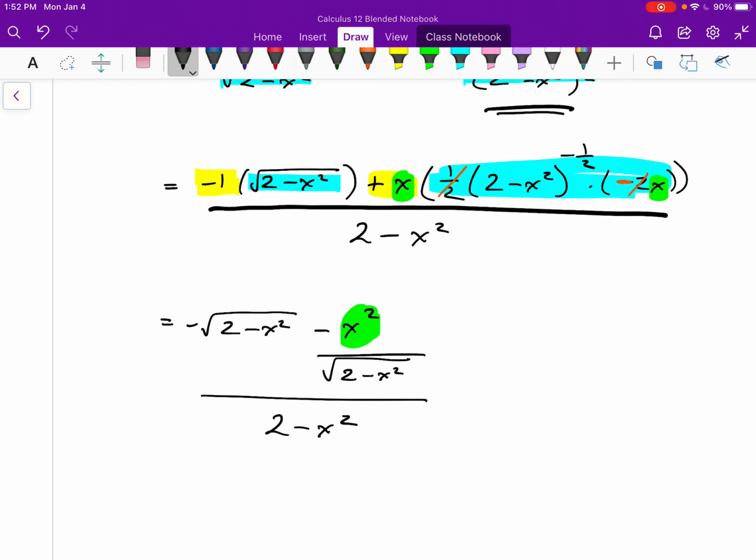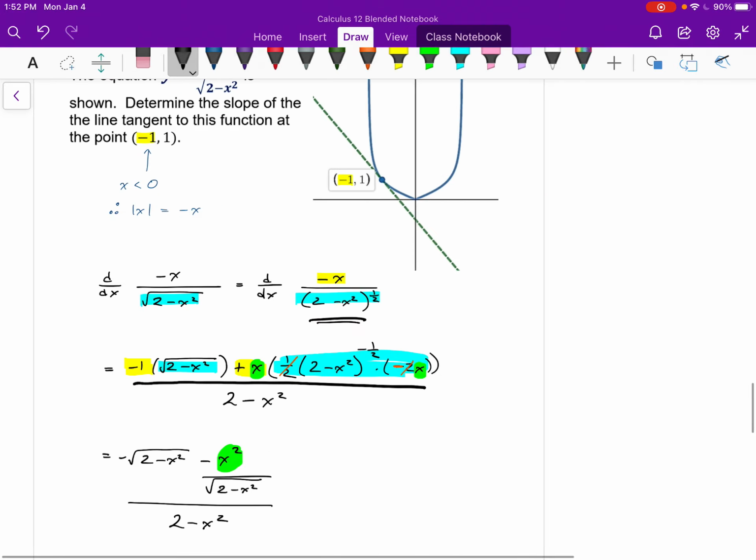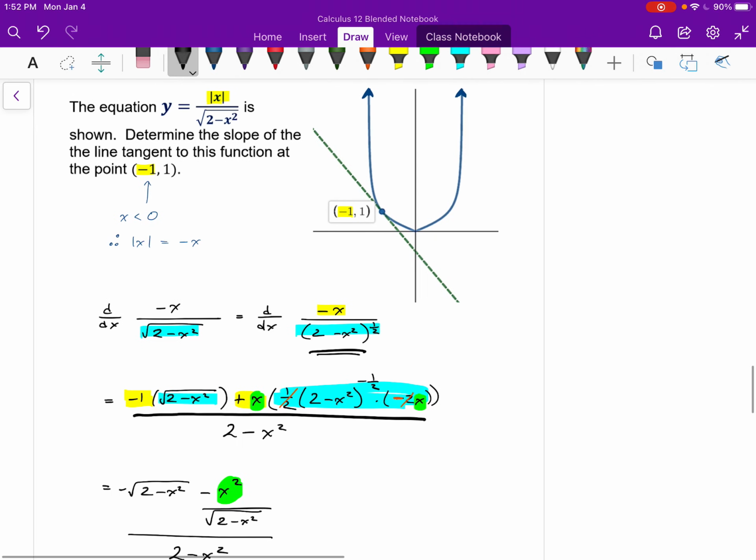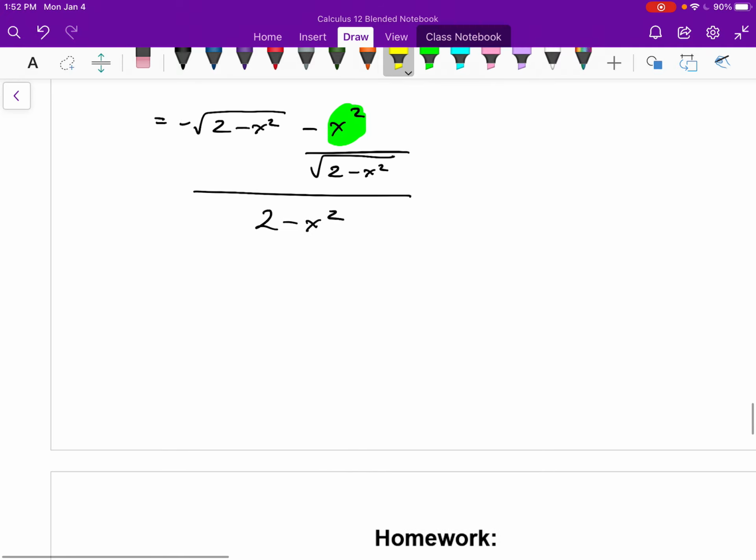At this point, remember again, the point of this was not just to find the derivative, it was to find the slope at this point. And so my expression here is at a point where I feel pretty good about just substituting x with negative 1. Honestly, the y value for this point doesn't really matter to me. So I'm now going to let x equal negative 1. And so what do I get here?